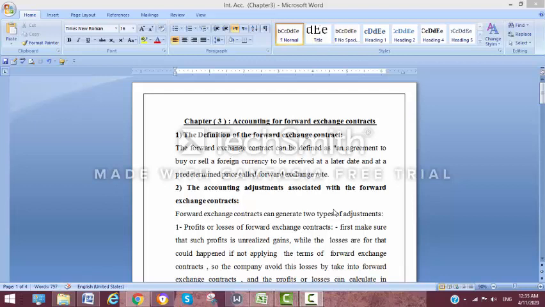That means, in English: a forward exchange rate contract can be defined as an agreement to buy or sell a foreign currency to be received at a later date and at a predetermined price, called a forward exchange rate contract.